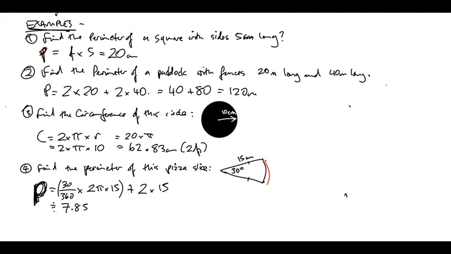Sorry, I should have put the almost equal to signs. I forgot about that. 7.85, and I've rounded that to 2 decimal places. Plus 2 times 15 is 30. So that's going to be 37.85 centimeters to 2 decimal places. So what the calculation has told us is that the curved side is going to be 7.85 centimeters long, and you've got 2 lots of 15, so it's going to be 37.85 in total perimeter of that shape.